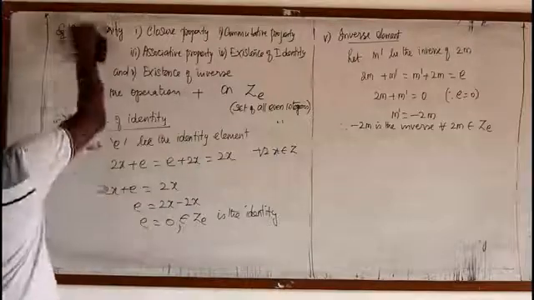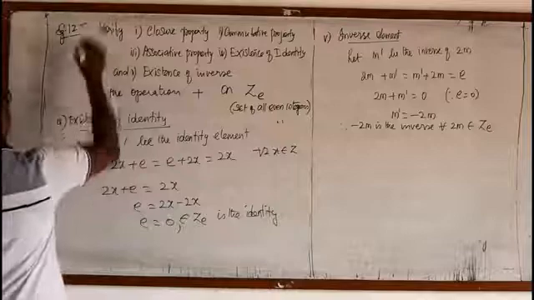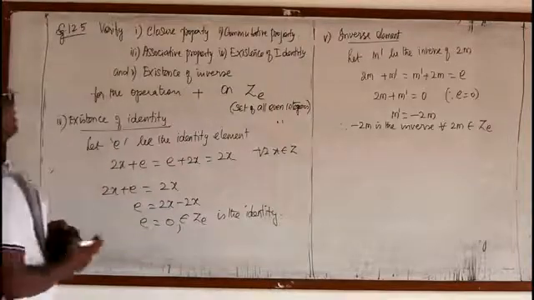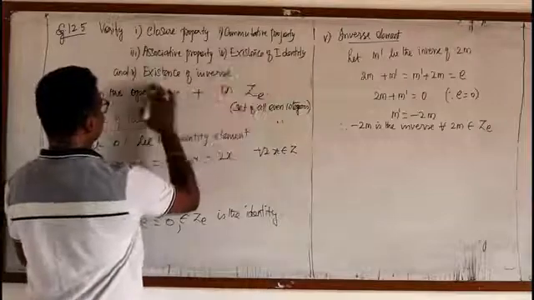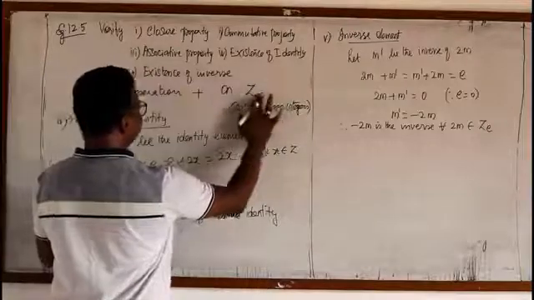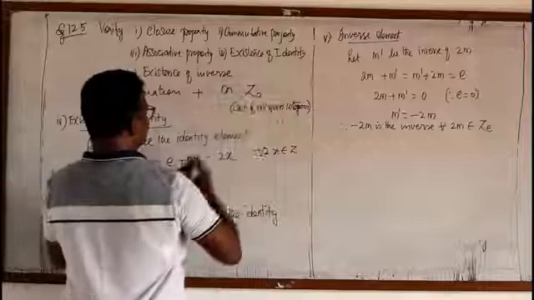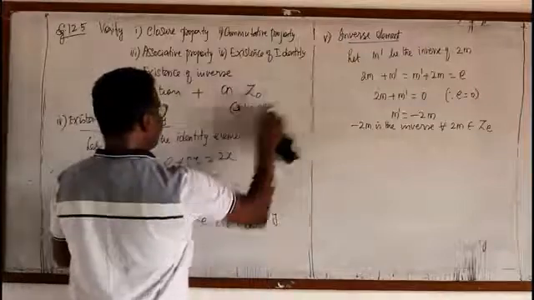Now we shall go for example 12.5. Same question: verify closure property, commutative property, associative property, existence of identity and existence of inverse for the operation plus on the set of all odd integers.